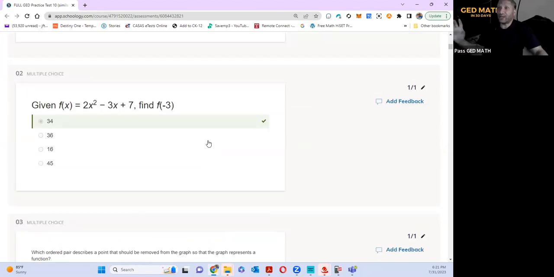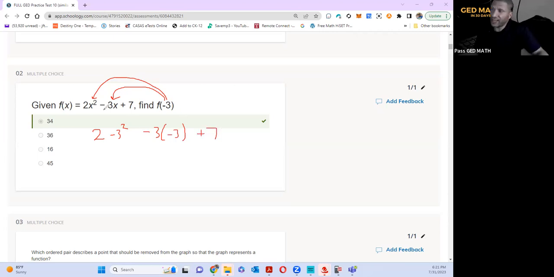So somebody asked about functions. There are two things you're going to have to do for functions. Evaluate it, something like this for number 2. All you do is take -3, and everywhere you see x, you put a -3. Now, this is where people make the mistake. 2 times -3 squared, -3 times -3, plus 7. Is that correct? Everywhere I see x, I put -3. Okay, so if I did this, I would get 2 times -9 plus 9 plus 7. Is that correct?